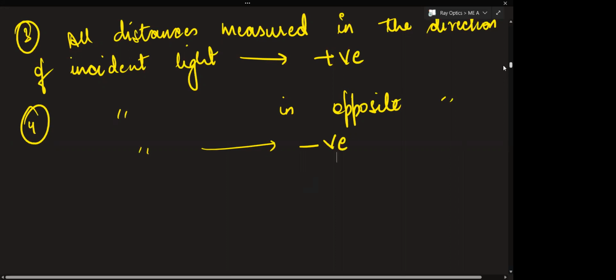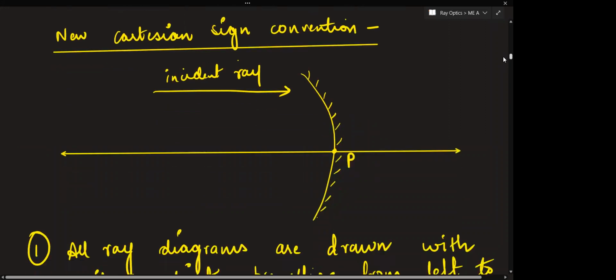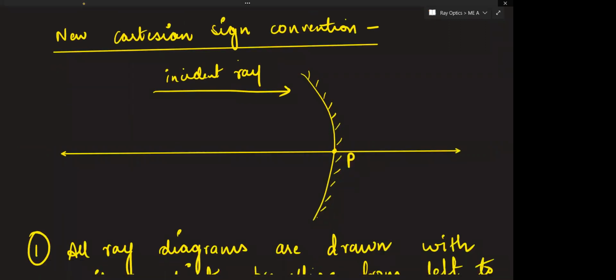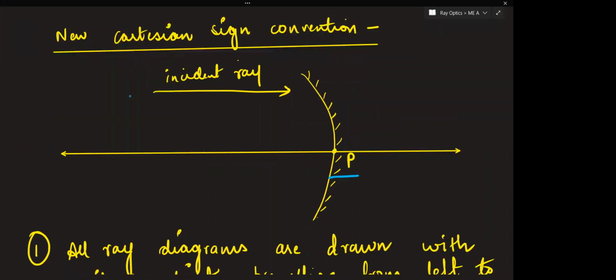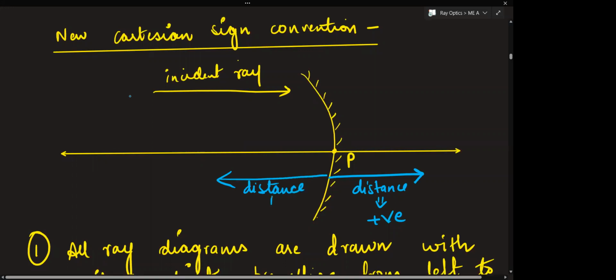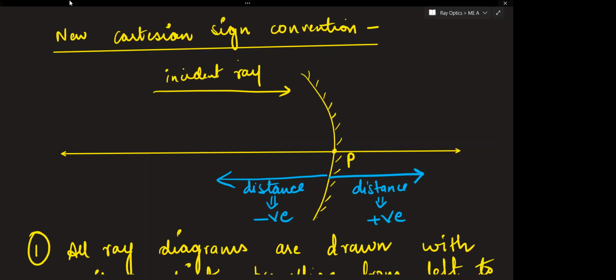Fine. See, for the distances that are measured like this, you can look here for better understanding. If this is the direction you take for the distance, this distance will be positive. If you are moving away, this distance will be negative.